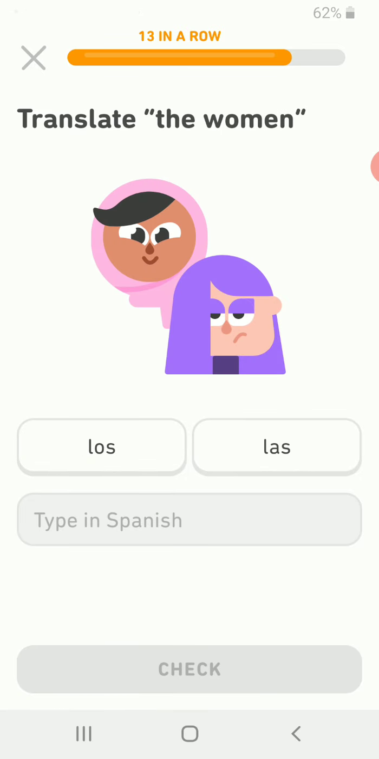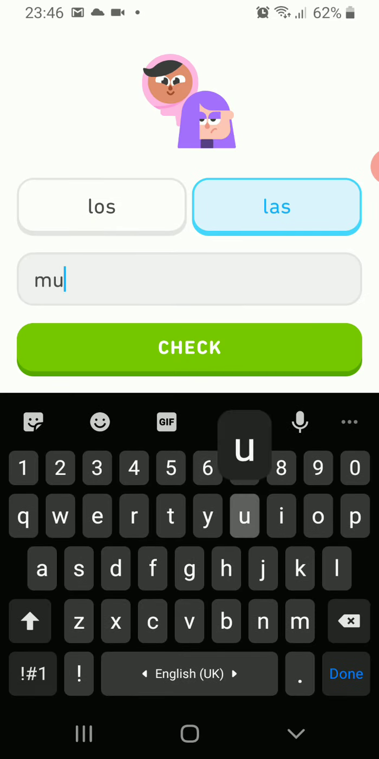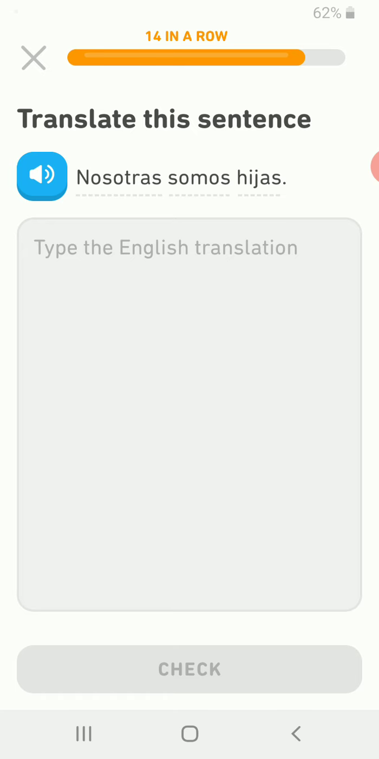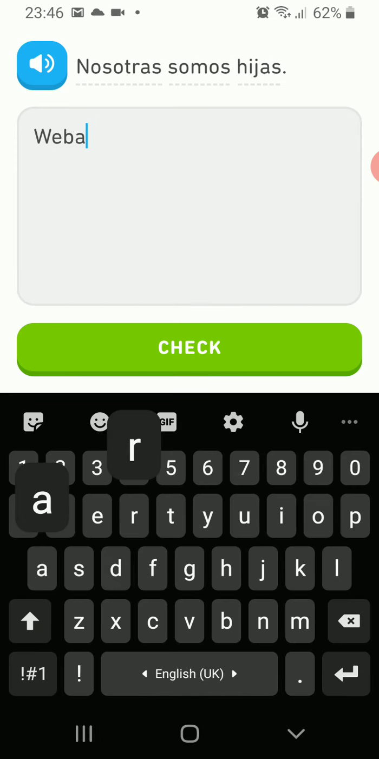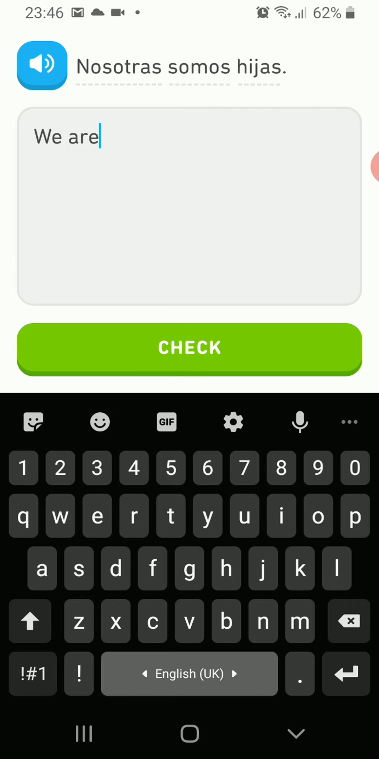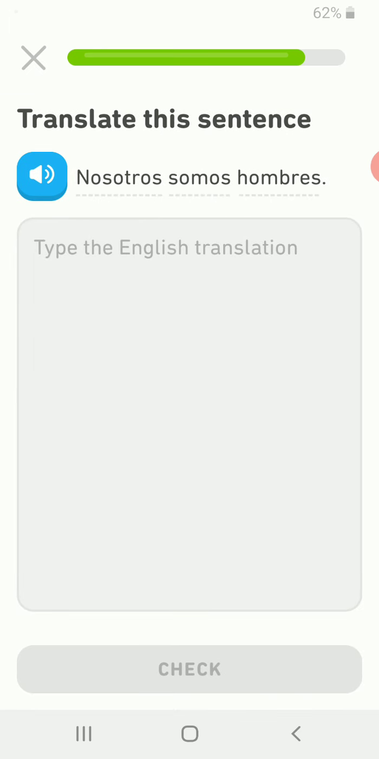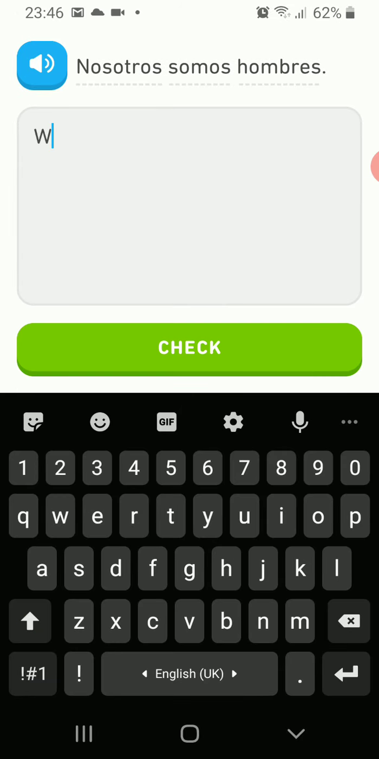Alright. So the women, las mujeres. Mujeres. Very easy. And Nosotras somos hijas. So we are girls. I think we are girls. Nosotras somos hijas. We are girls. Sorry, this is daughter. This is a silly mistake. Nosotros somos hombres. Niñas, chicas or girls, but hijas, daughters. Nosotros somos hombres, so we are men.